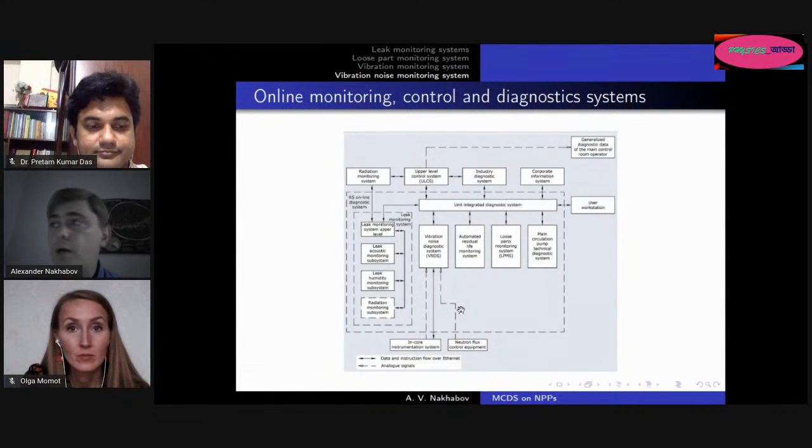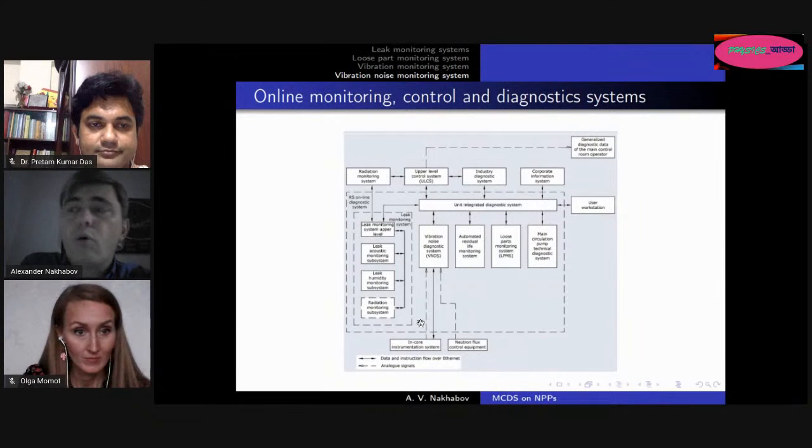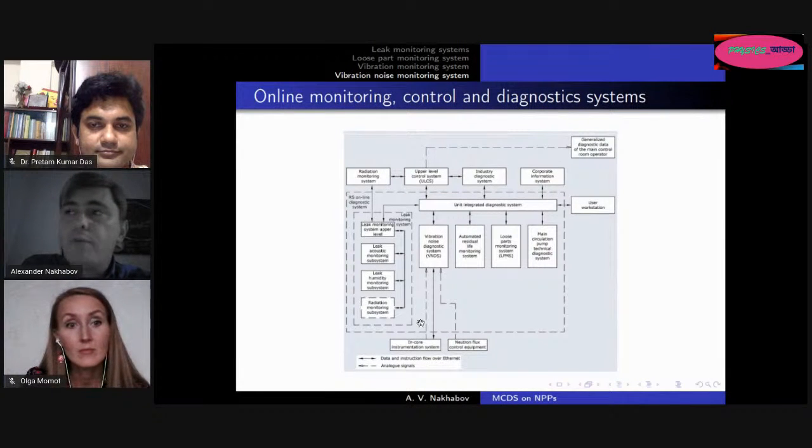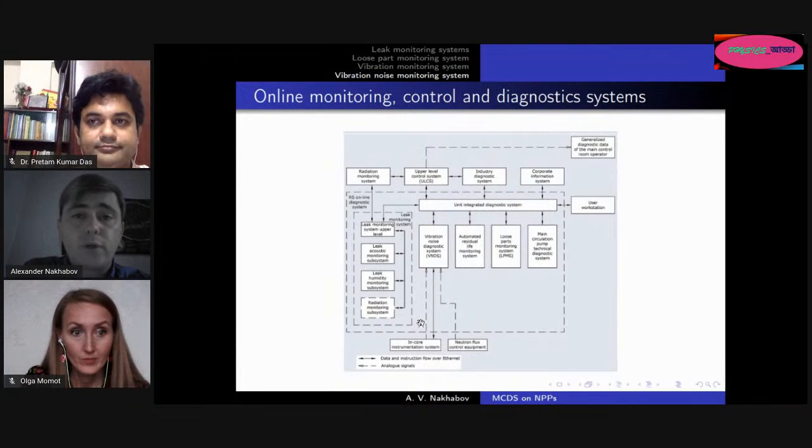We have flows of information between different parts of the reactor installation subsystems. And then we have systems to provide information to the upper level: industry diagnostics, the upper level control system, and finally the control room for operators. So nowadays in Russian design nuclear power plants, all these systems are working together. And moreover, in our country, many power units, not inside one nuclear power plant, but power units of one type of VVR, for example, are connected in one network.